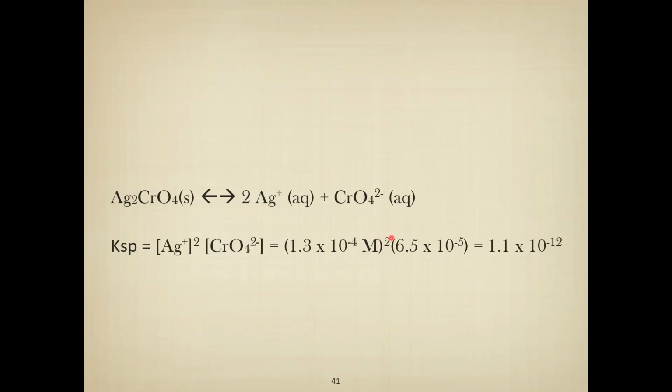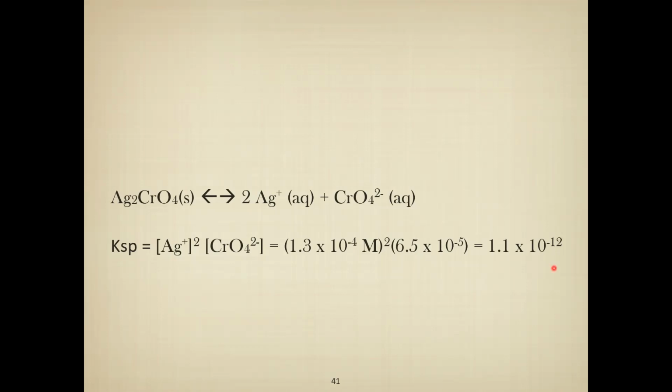But with this expression, we just want to make sure to square that silver concentration just because we've got a coefficient of 2. So we really just have to make sure that we include that piece twice. So we're just going to square it. So 1.3 times 10 to the -4th squared times 6.5 times 10 to the -5th gives us a solubility product for silver chromate of 1.1 times 10 to the -12th.